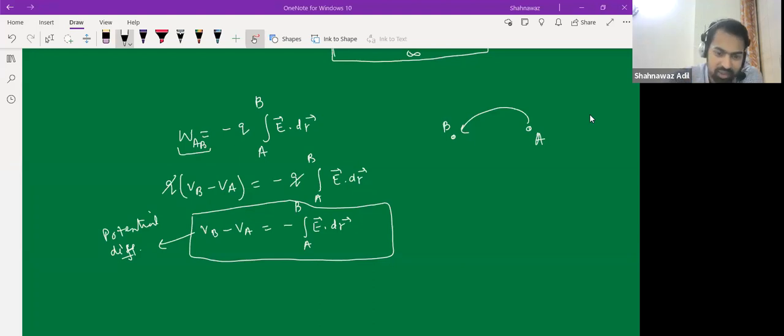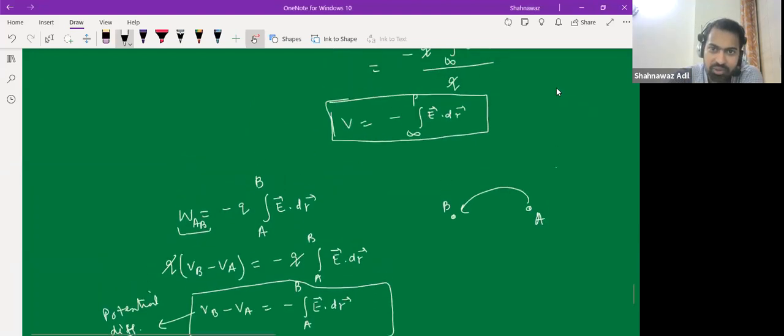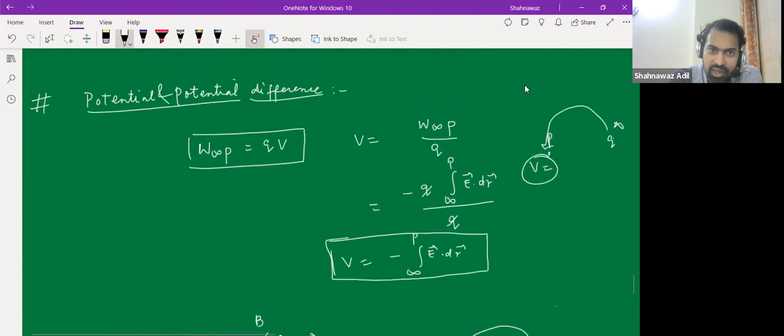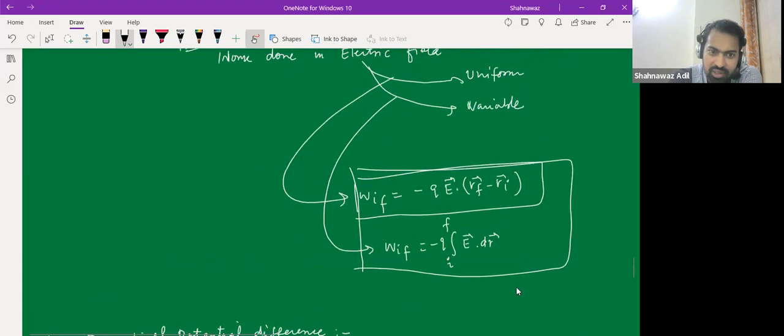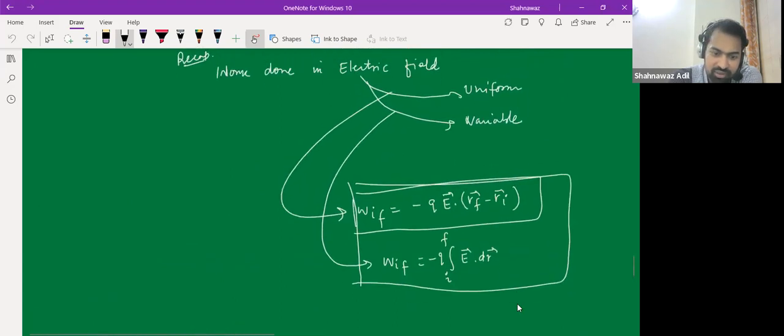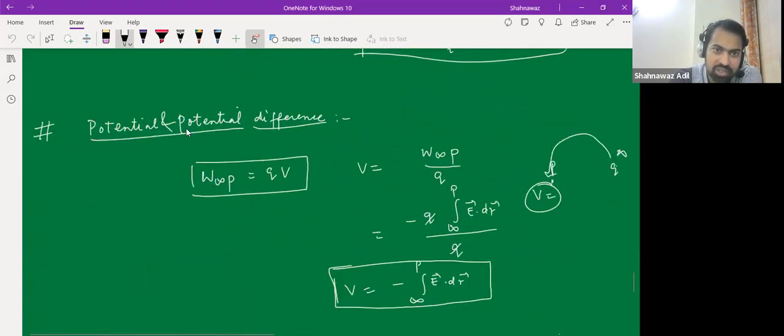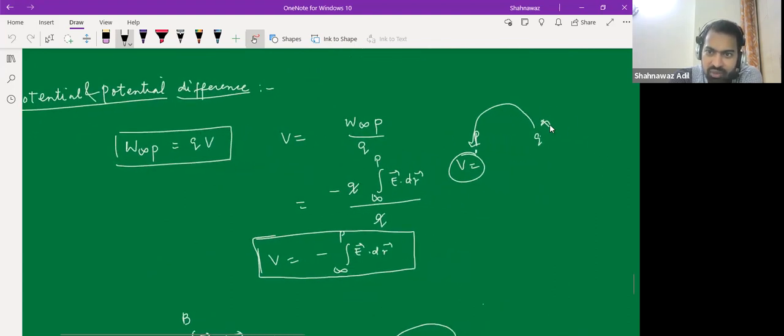So as I told in the earlier class, I stopped at this point, potential and potential difference. So I just talked about what is potential and what is potential difference. If you bring the charge from infinity to a fixed point and then you do some work, that would be called the potential, right?